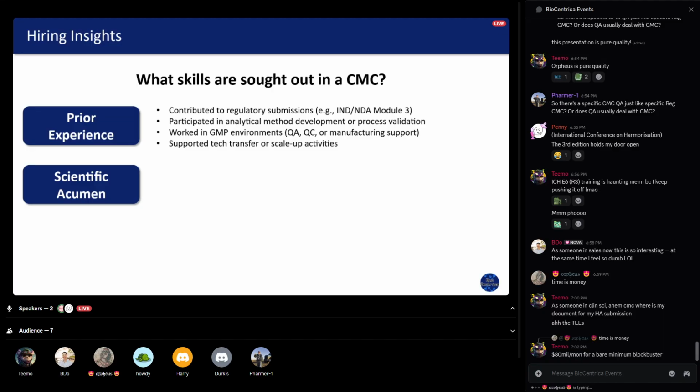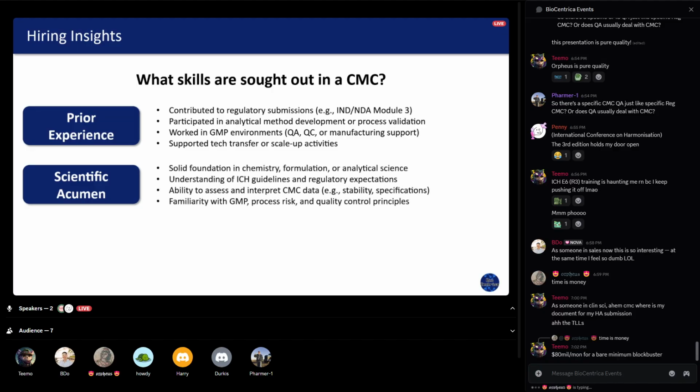The next one is, of course, scientific acumen. You really need to understand chemistry very, very well, and you need to understand formulation. If you're able to do that, it shows that you're probably very trainable, because lab skills can be easily taught. Knowledge is a little bit more difficult. And you want to be able to interpret all of this data: stability, specifications, and understanding what exactly good manufacturing practice is, the GMP, process risk, and quality control.